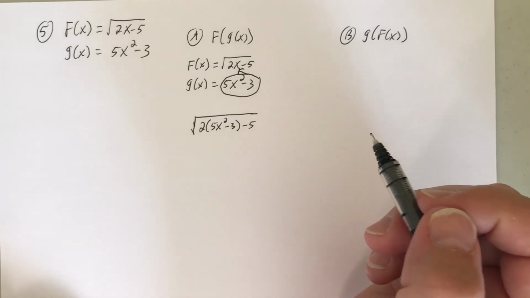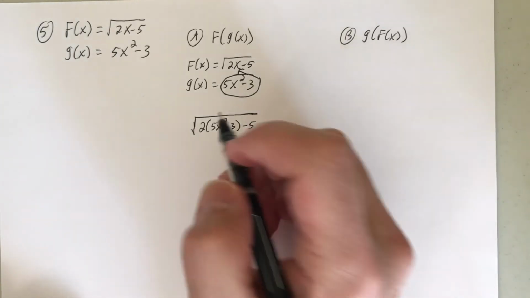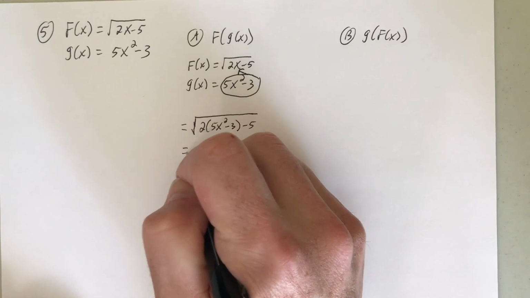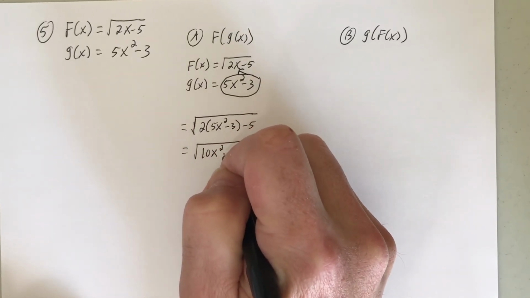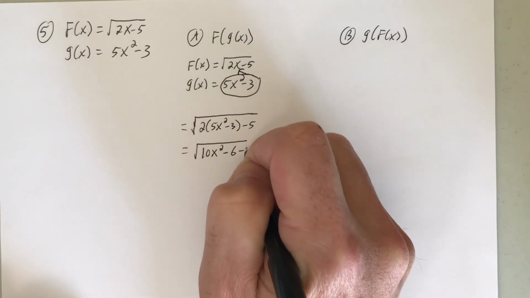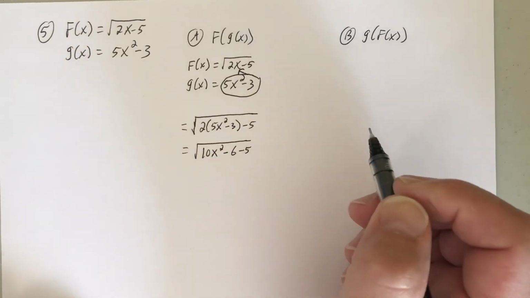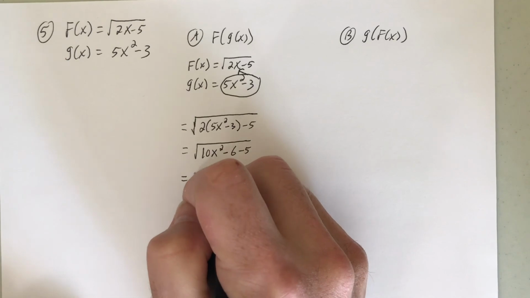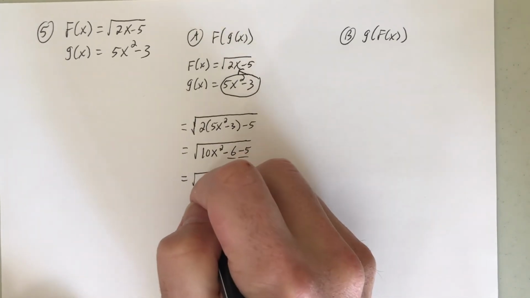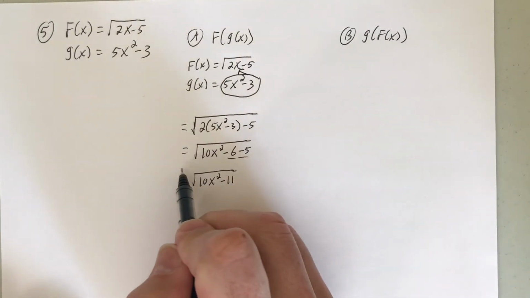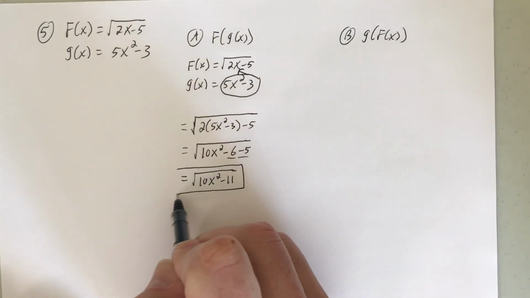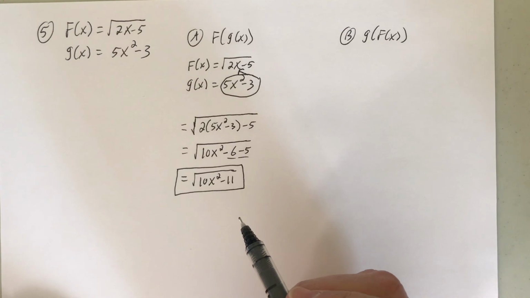So now I just want to go ahead and simplify that. This would be equal to the square root of 10x squared minus 6 minus 5, just distribute. And then the only thing I can really do here is combine my like terms. So 10x squared minus 11. So this is f of g of x.